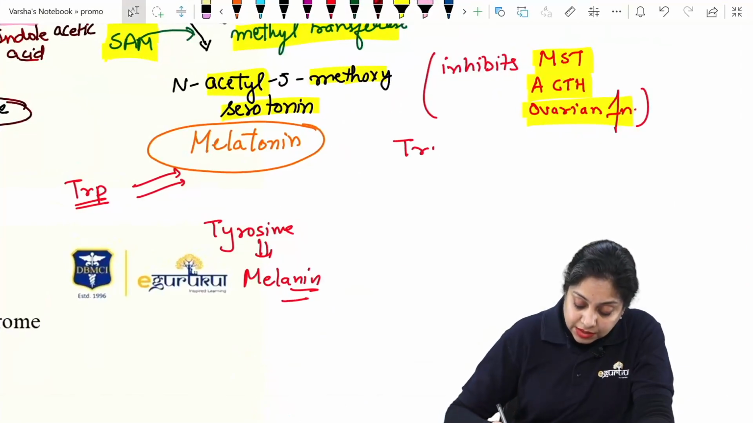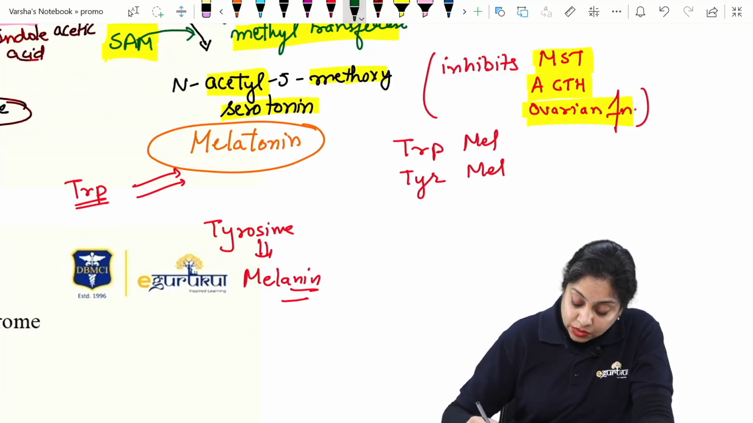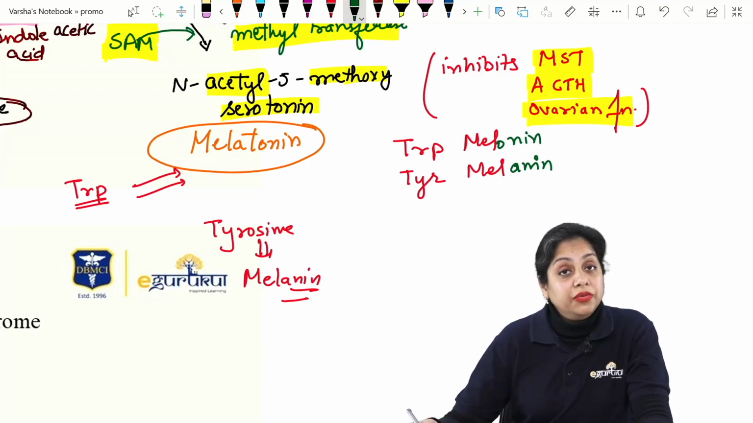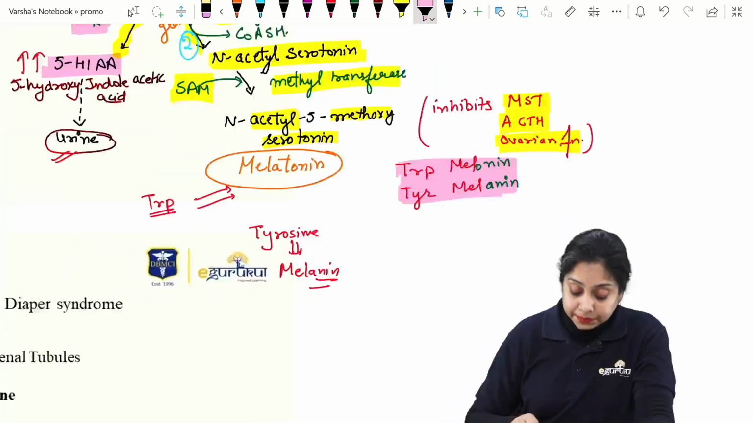So remember this: trip is mel, tyre is mel. So what is the difference? Trip is onin and tyre is anin. So O and A, you have to remember this. Don't make this stupid kind of mistake in the exam, okay?